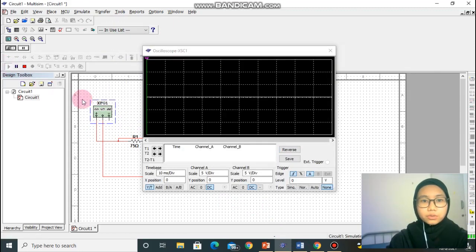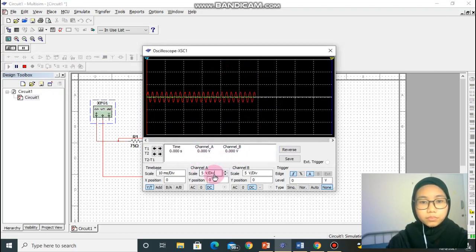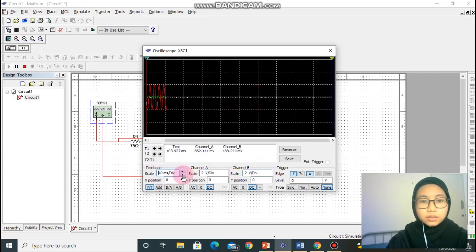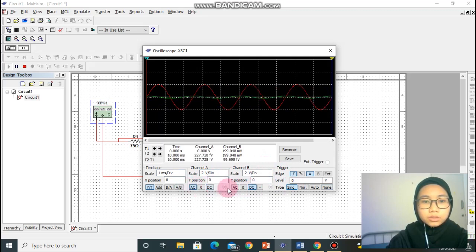Okay, now I will run the oscilloscope. After that, I will set up the scale for channel A and channel B, and then I will set up the time scale. As you can see, the graph becomes larger as I set the scale smaller. Now I will change the scale for channel B. Okay, I forgot to change this to AC. And for channel B, I will change the scale to 200 millivolt because it is easier to see the waveform.